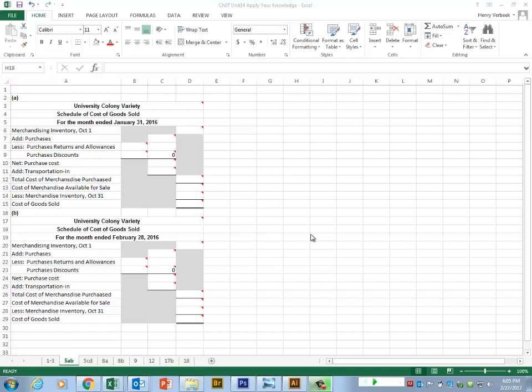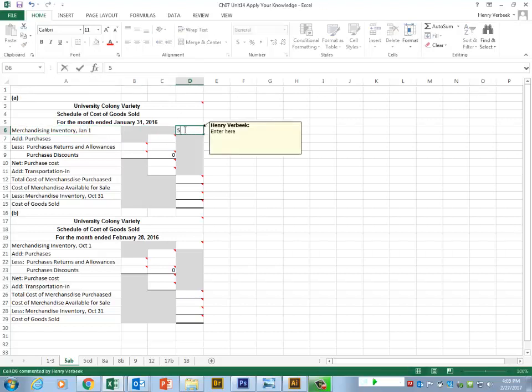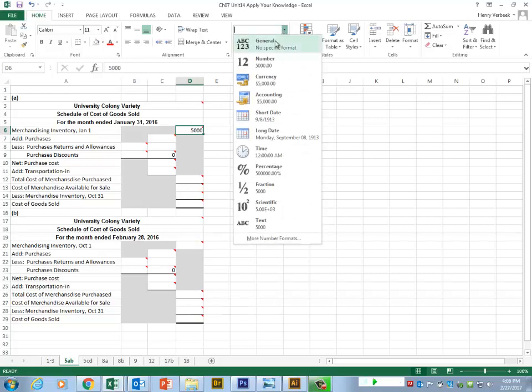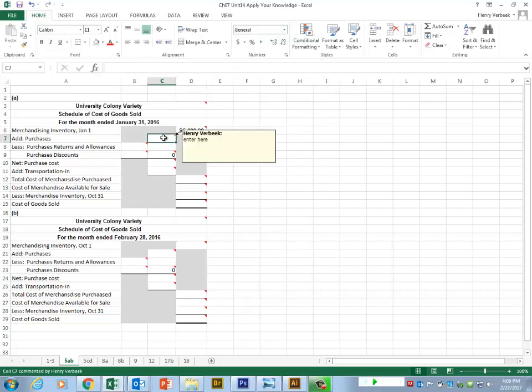It says January 1, the inventory was $5,000. So merchandising inventory, got to change that to January, and the inventory was $5,000. And that obviously should be accounting. The purchases were $1,000.